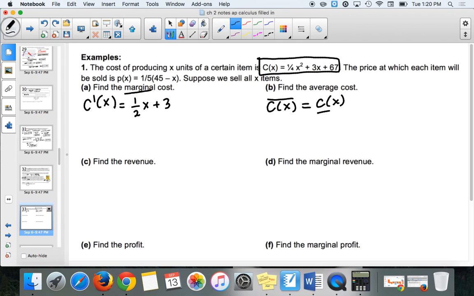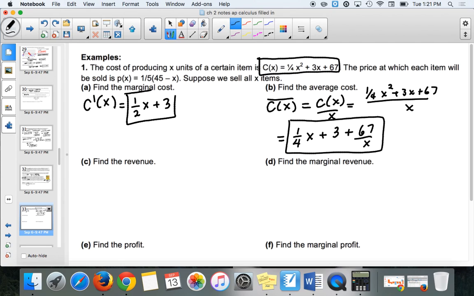Average cost, that's your C bar. It's your total cost divided by X. So we're going to take our 1/4 X squared plus 3X plus 67 over X. So 1/4 X plus 3 plus 67 over X is our C bar, or our average cost. Easy enough.